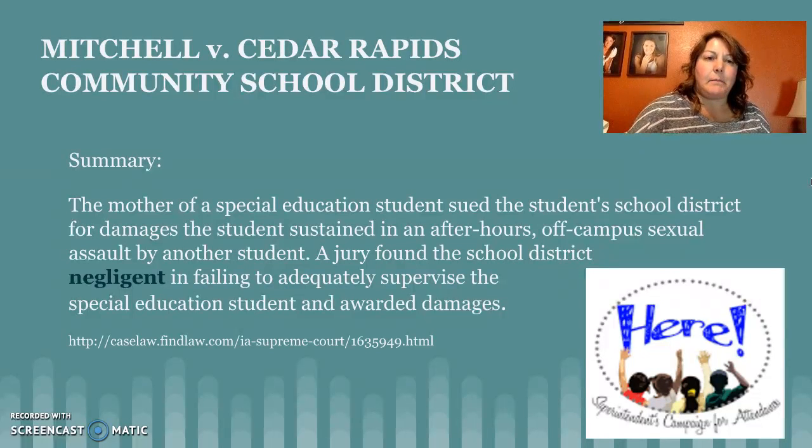What actually happened was the female student walked home with a male student during the school day and engaged in sexual acts, and later the parents filed for sexual assault on the other student.